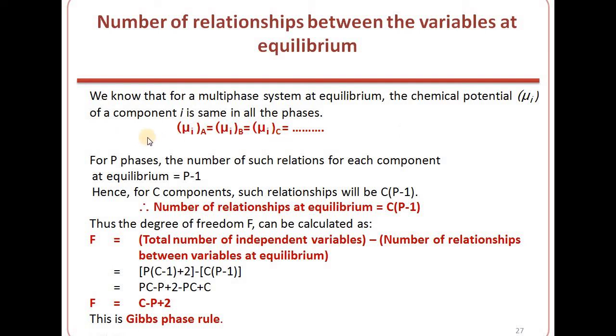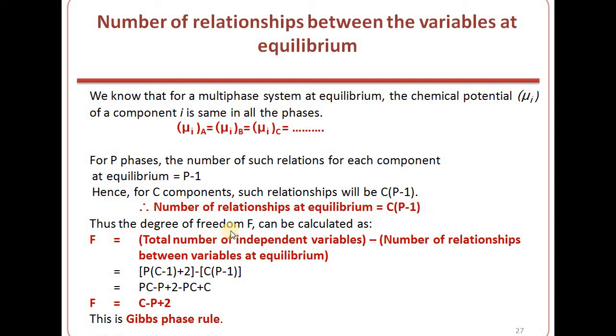So for a single component and P phases, total number of such equations are P minus 1. Now for C components, total such equations will be C into P minus 1. So total number of relationships at equilibrium is equal to C into P minus 1. Repeating again, for a single component, for P number of phases, we are having total P minus 1 such equations. Now for total number of C components, C into P minus 1 such equations. So number of relationships at equilibrium for C components and P phases is equal to C into P minus 1.